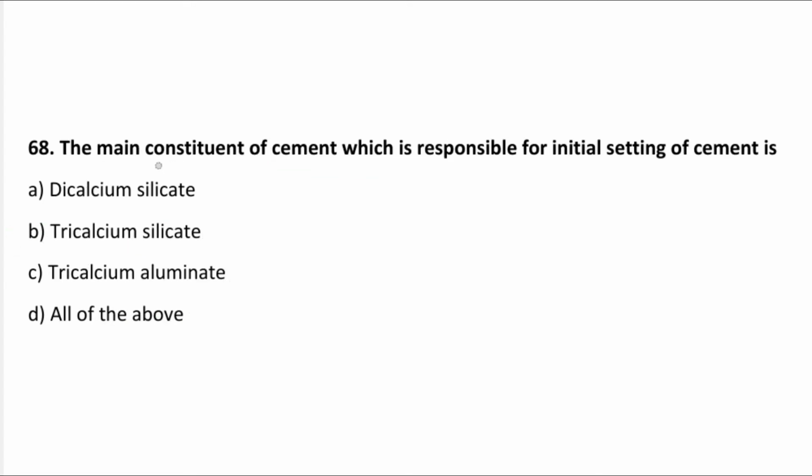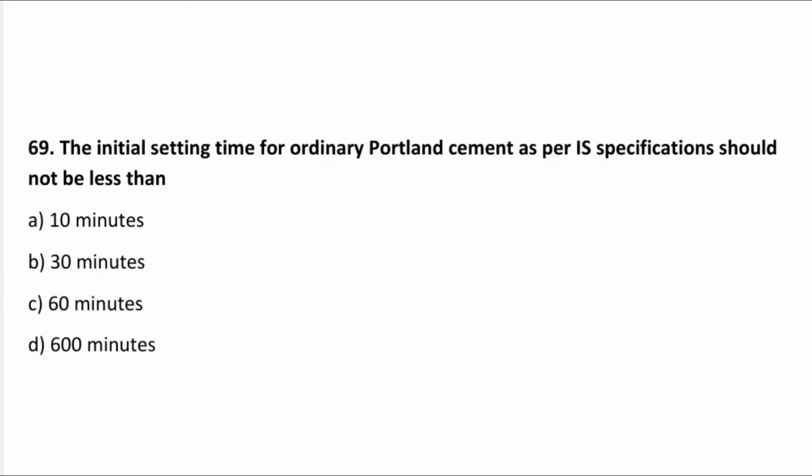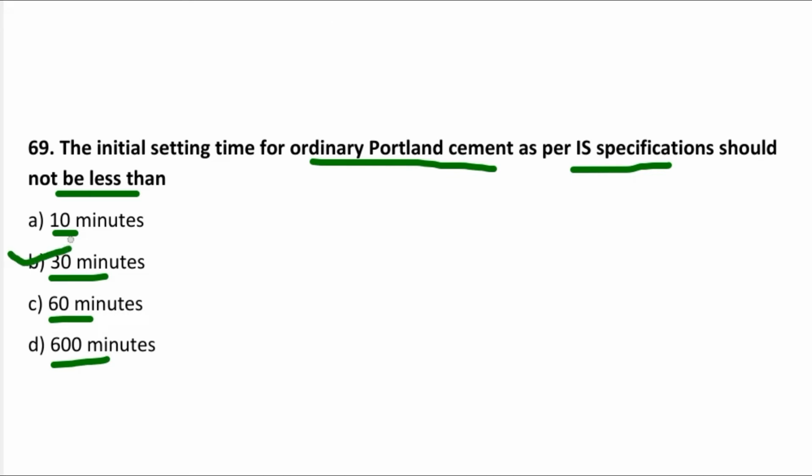So next question, the main constituent of cement which is responsible for initial setting time is option A dicalcium silicate, option B tricalcium silicate, option C tricalcium aluminate, option D all the above. So the correct answer is option C, tricalcium aluminate. So next question, the initial setting time of ordinary Portland cement as per IS specification should not be less than option A 10 minutes, option B 30 minutes, option C 60 minutes, option D 600 minutes. So the correct answer is option B, 30 minutes.